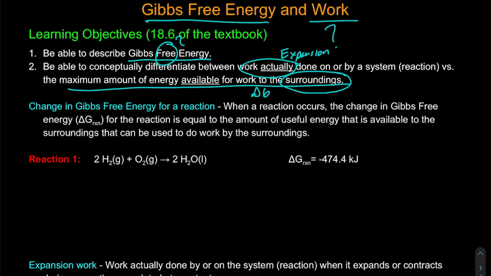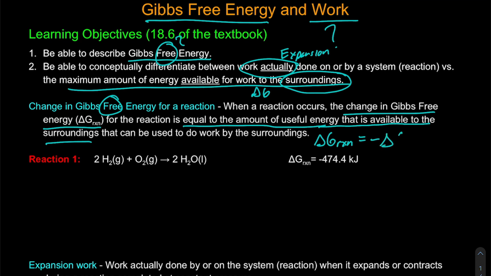So let's go ahead and lay a couple groundwork ideas forward, and then we'll apply this in some examples. First we want to look at what the change in Gibbs free energy is for a reaction and why we call it free energy. The Gibbs free energy change for a reaction is equal to the amount of energy available for useful work to the surroundings. Effectively, the Gibbs free energy change for our reaction is equal and opposite to the Gibbs free energy change of the surroundings.